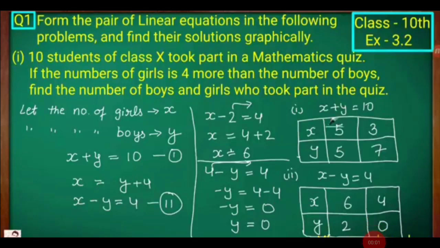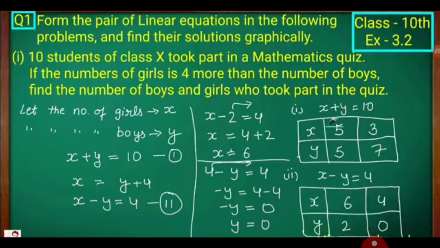See question number 1 in exercise 3.2. Form the pair of linear equations in the following problems and find their solutions graphically. There are 4 points. In the first part, 10 students of class 10 took part in a mathematics quiz. If the number of girls is 4 more than the number of boys, find the number of boys and number of girls who took part in the quiz.